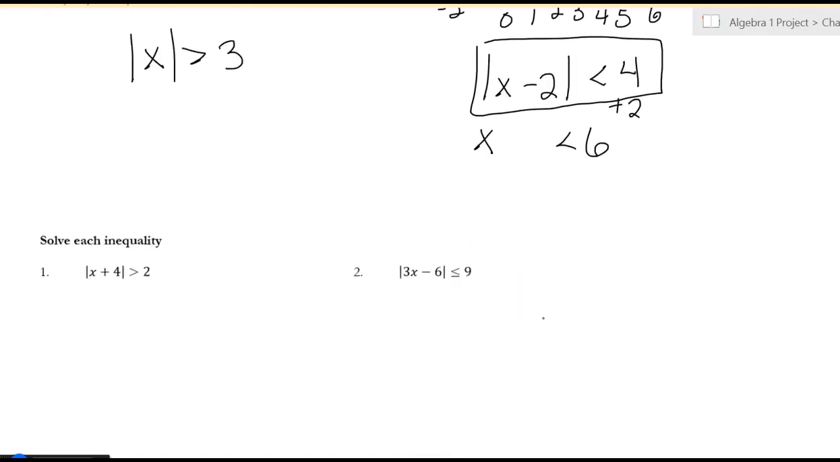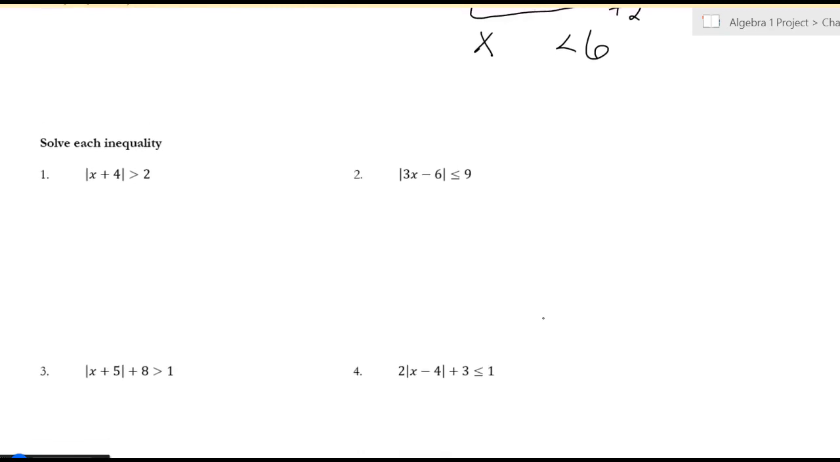Okay, so now let's try doing some solving. Why don't you try numbers 1 and 3 by first of all breaking it down. So the first one's x plus 4 is greater than 2. And then x plus 4 is less than negative 2. So try 1 and 2, go ahead and solve it, and once you think you're ready, come back.